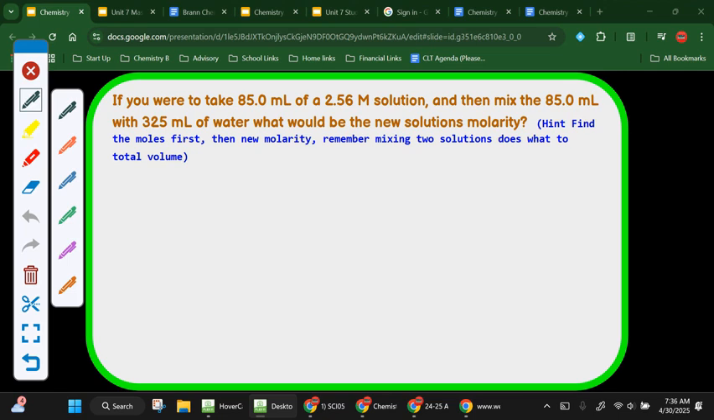Yes? And it says the mix was mixed with 325, so do I do it again? You put that amount of moles into a new solution, yes, that contains a certain volume of water. Oh, 325. Well, read the whole thing and then tell me what you think.